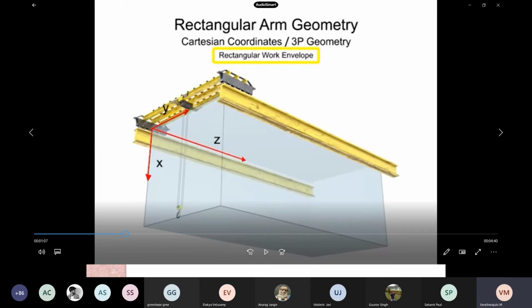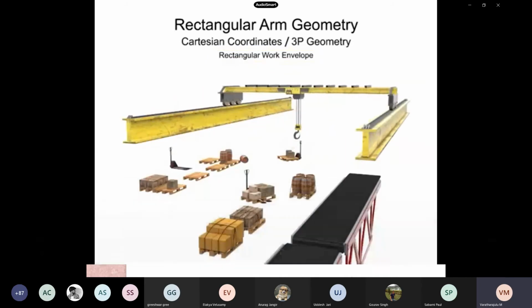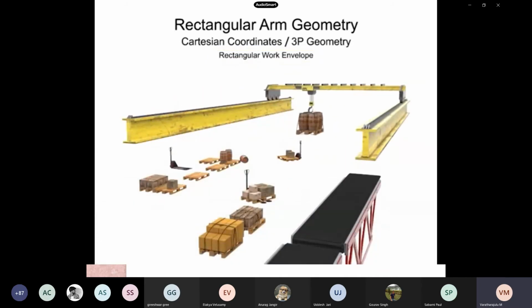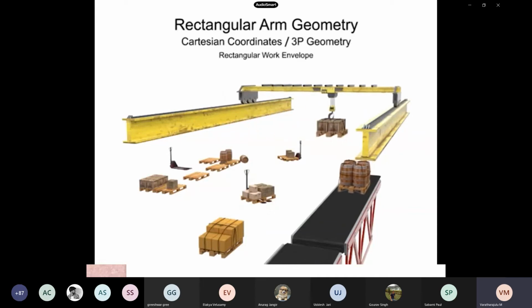The work envelope: the largest amount of space or volume that can be covered by the arm, since the arm has flexibility, is said to be a work envelope. Therefore, this type of rectangular arm geometry has a rectangular work envelope. Rectangular robotic arms have the simplest geometry and control system and are typically used in material handling operations.